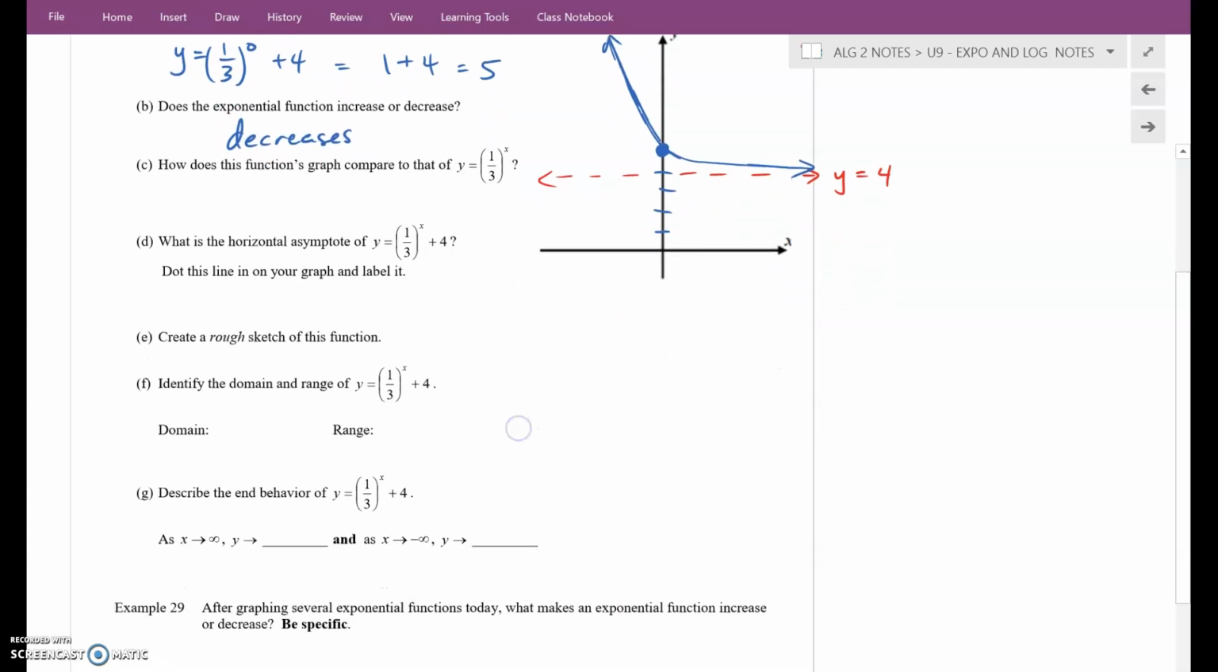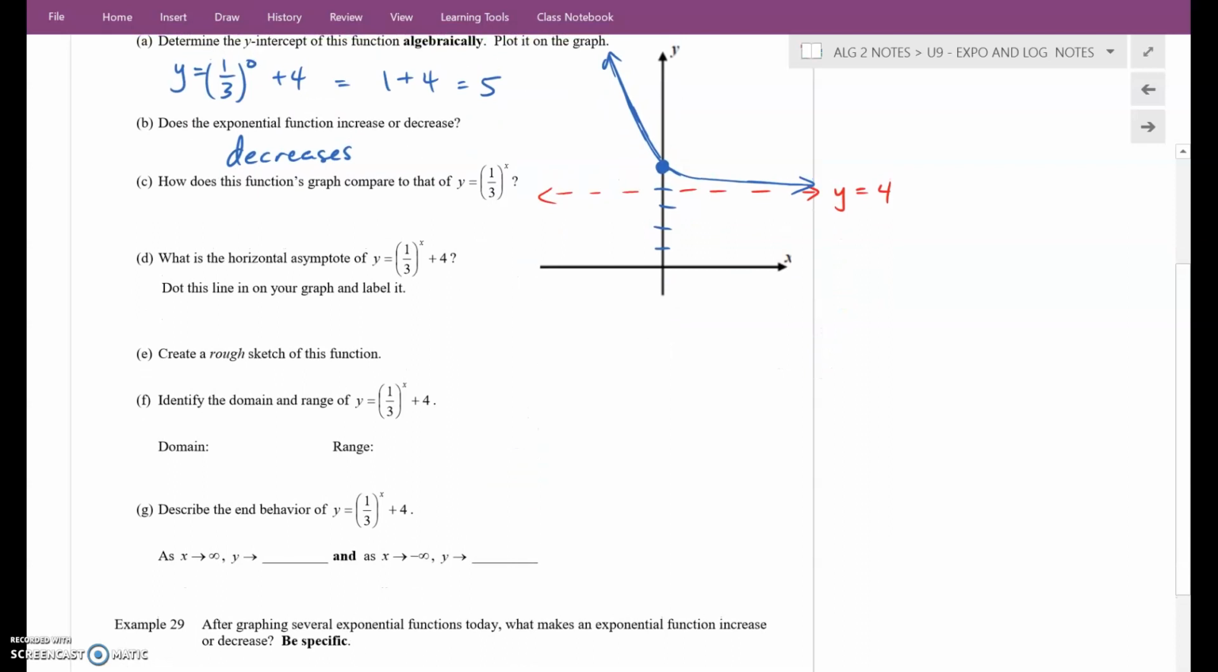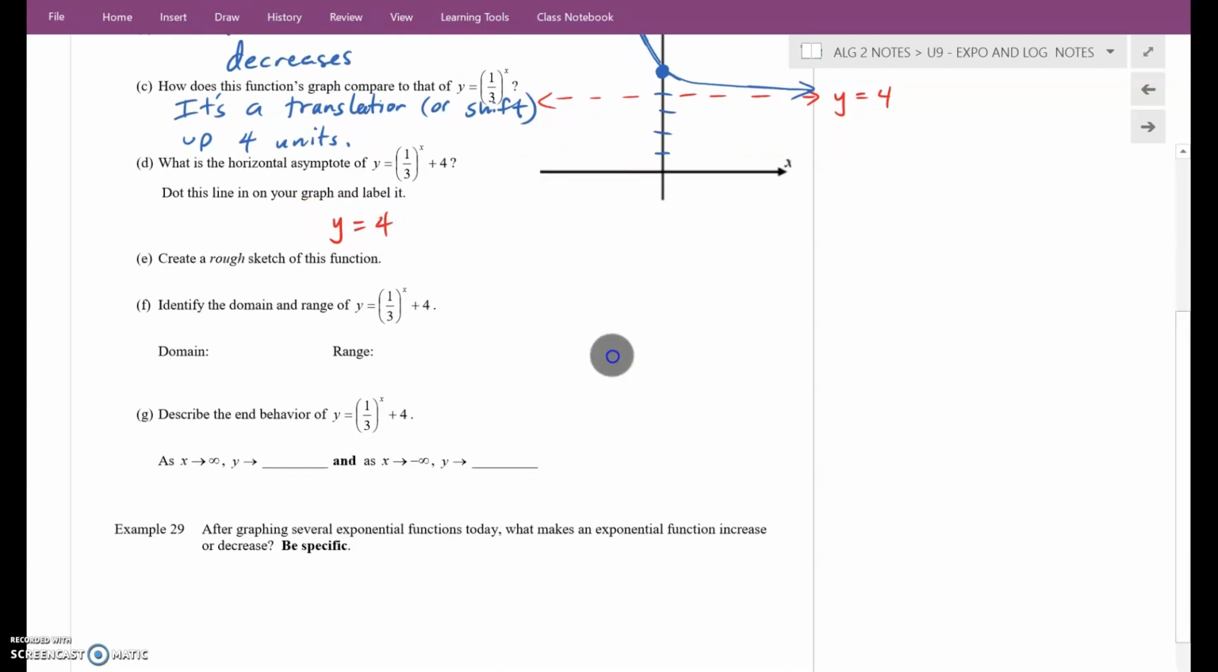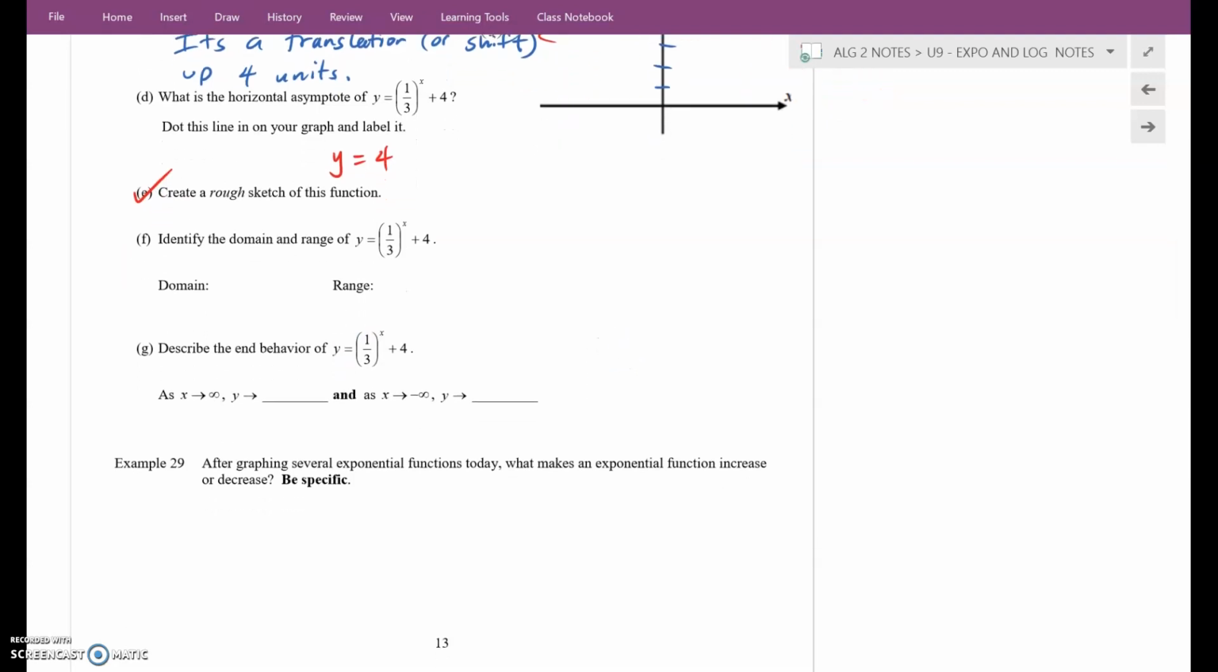How does this function's graph compare to that of y equals (1/3) to the x? It's a translation or shift up 4 units. Horizontal asymptote, already labeled it and graphed it. It's y equals 4. Create a rough sketch. Done. Moving on, identify the domain and range.